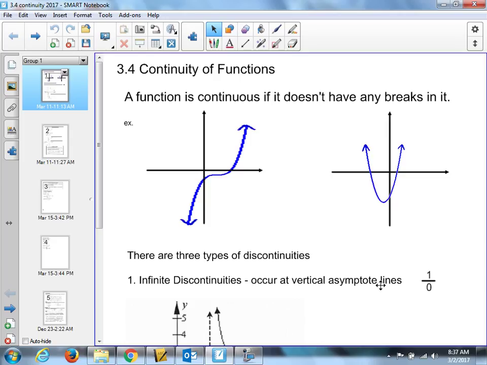3.4. Continuity of functions. So what does it mean for a function to be continuous? It doesn't have any breaks in it. Okay, that's pretty self-explanatory here. No breaks. So you might be thinking, piecewise functions, yeah, that's where you could have breaks. Possibly. They're not always. The other ones.